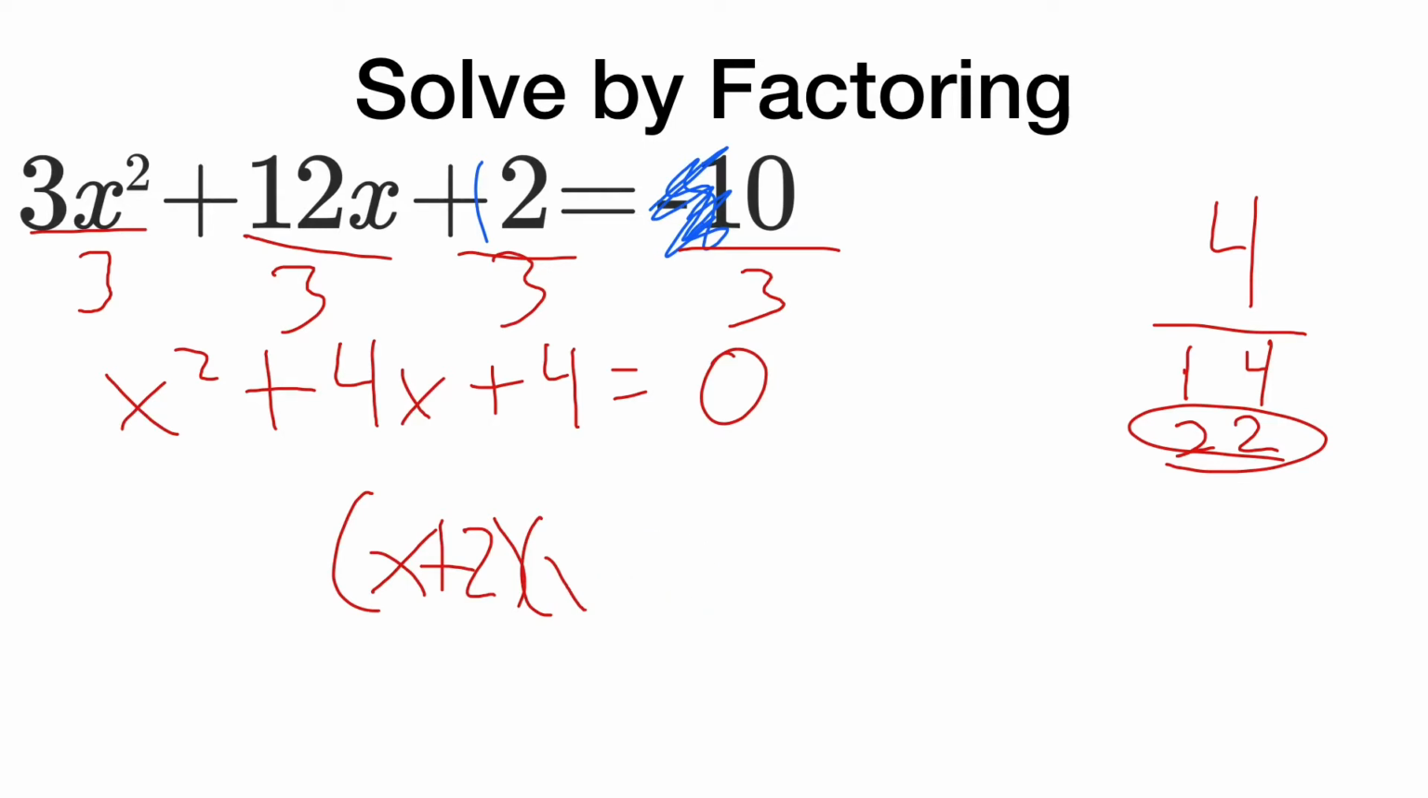or as I'm going to actually write it, x plus 2 squared equals 0. Meaning my only answer is x equals negative 2.